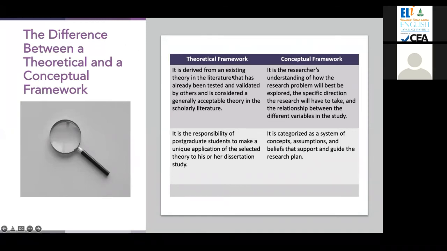Now a theoretical framework is what I've been explaining so far. Usually there's a theory that's established in the literature, and your job as a researcher is to find an appropriate theory that fits within your context, that fits within your variables, and basically you apply the selected theory to your whole dissertation or to your study. A conceptual framework, on the other hand, is more subjective to the researcher's point of view.